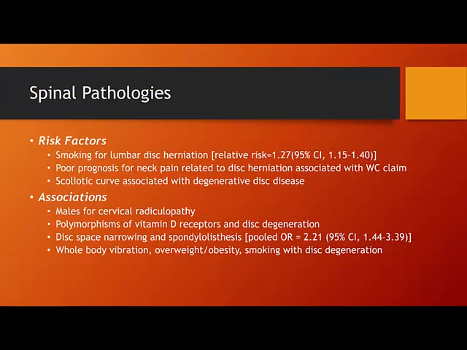There are many spinal pathologies discussed in this article, but we'll focus on a couple. Risk factors included smoking for lumbar disc herniation. Poor prognosis for neck pain was related to disc herniation associated with a workers' comp claim, and scoliotic curve risk was associated with degenerative disc disease in adults. Some associations were, for males, cervical radiculopathy, polymorphisms of vitamin D receptors and disc degeneration, disc space narrowing and spondylolisthesis, and whole body vibration, being overweight or obese, smoking, and disc degeneration.